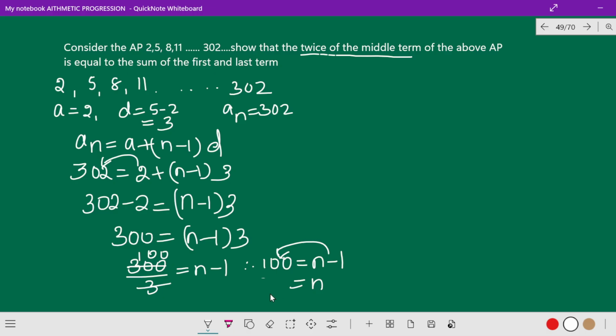Sorry, not 1. This minus 1 comes this side. 100 plus 1, 101. Therefore, n is equal to 101.